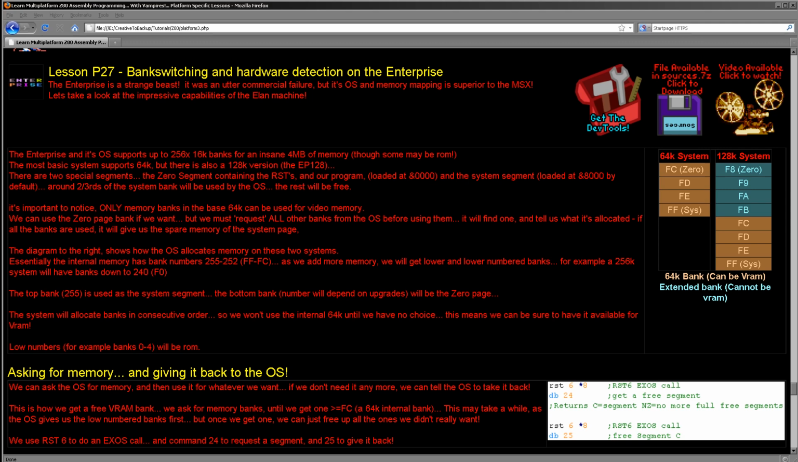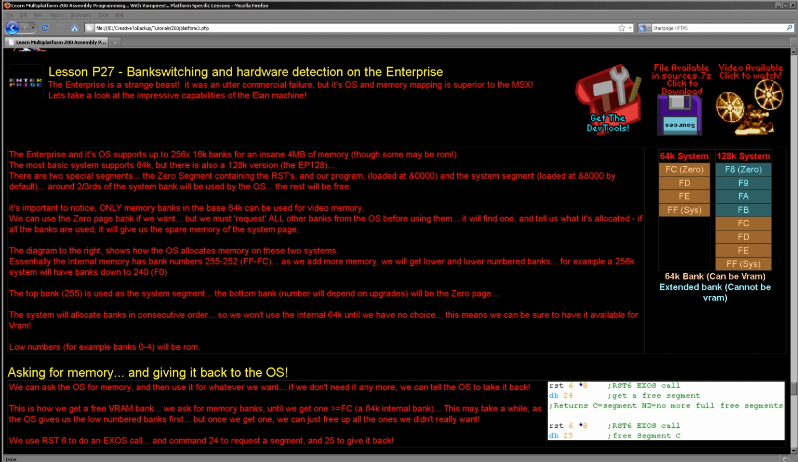Now, on a 128K system, you'll gain an extra 4 banks, but the FF, FE, FD, and FC banks will still be the internal banks built within the system, and the extra 64K will be numbered FB, FA, F9 and F8. If you had even more memory, it would continue going down. It's quite important to notice that the basic 64K does have one special feature that the additional memory does not. That is that the 64K is the only memory that can be used for video memory. So you would want to use your FD and your FE bank for your video buffers, and use your F8, F9, FA and FB banks for other purposes.